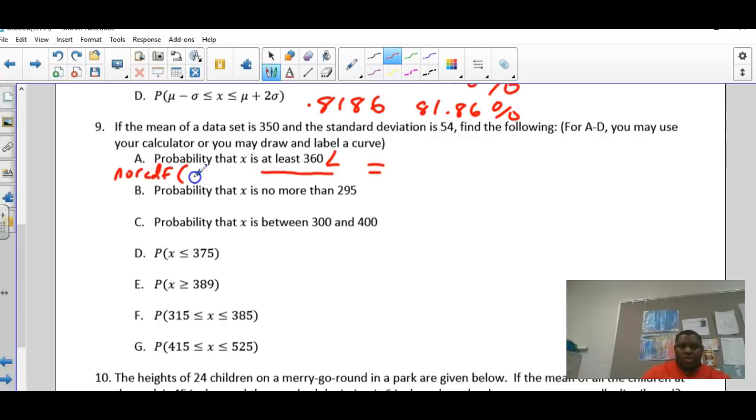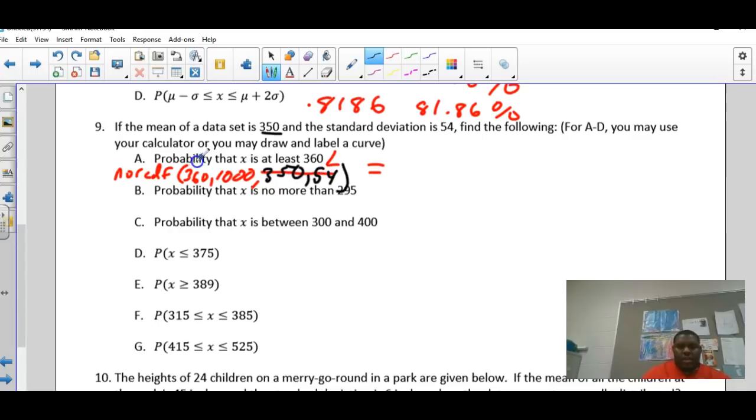All right, and you're going to have lower bound 360, upper bound. Make sure you pick something significantly higher, something like 1,000, 10,000. You pick. Don't be afraid to pick something higher. All right, what's the mean? 350. And then standard deviation of 54.